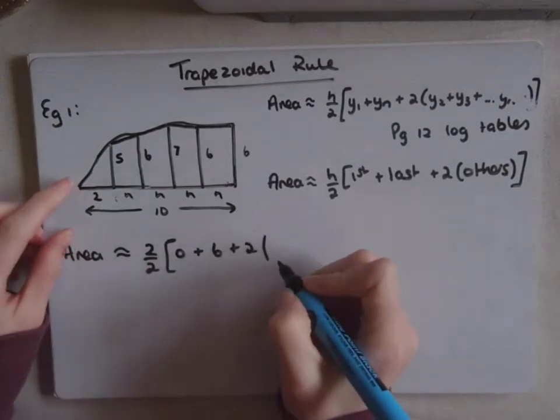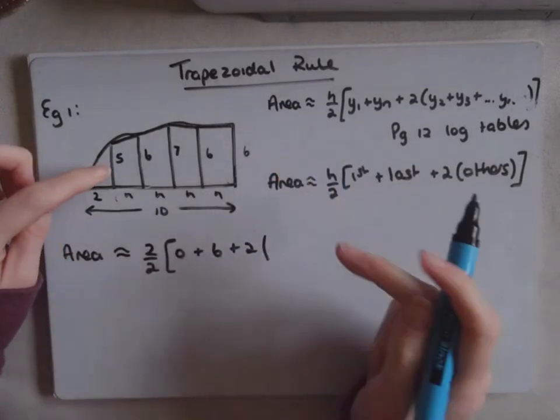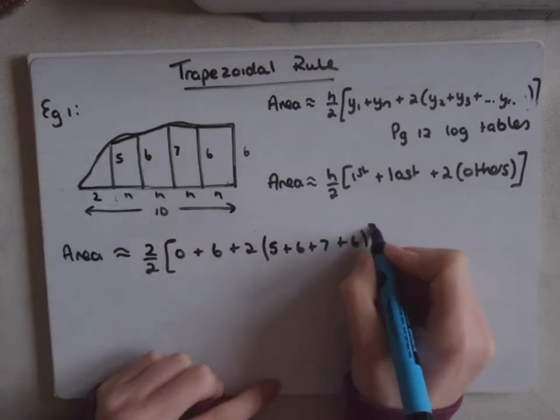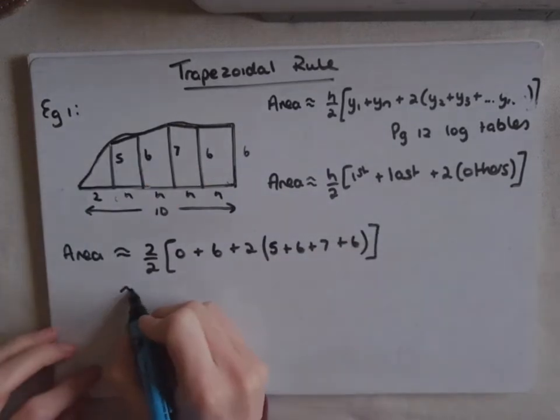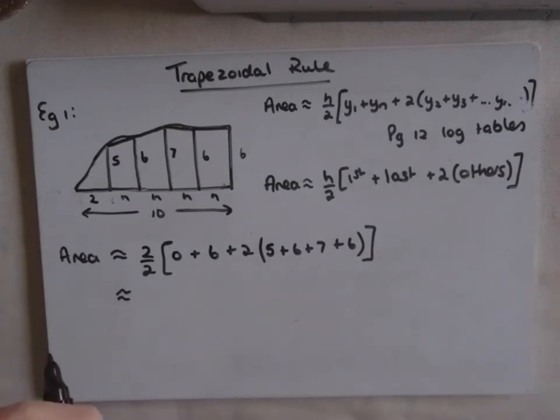So you've used 0 and you've used 6, so now you're interested in these: 5 plus 6 plus 7 plus 6. All you're going to do is throw that straight into the calculator as you see it, using brackets everywhere I have brackets. So you get 1 by (0 plus 6 plus 2 bracket), and close your brackets, so we get 54.